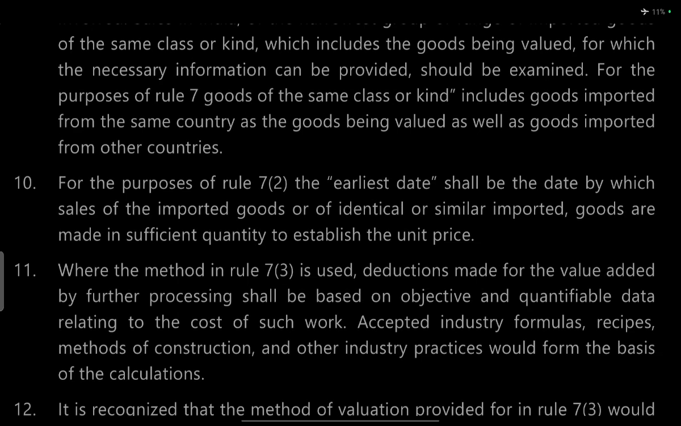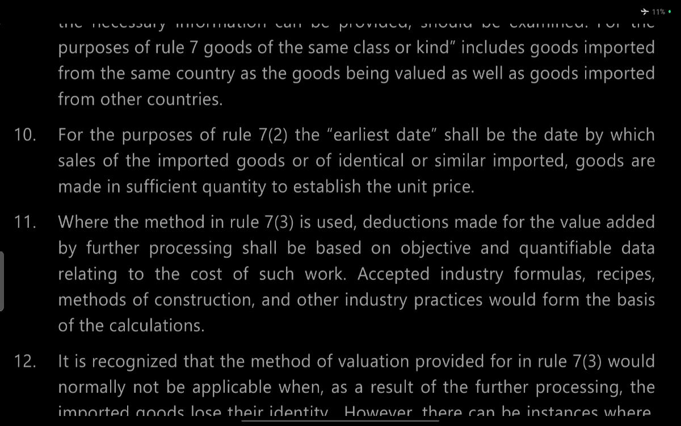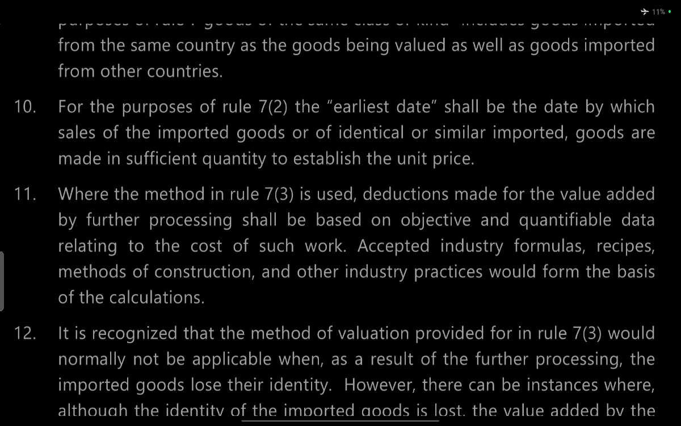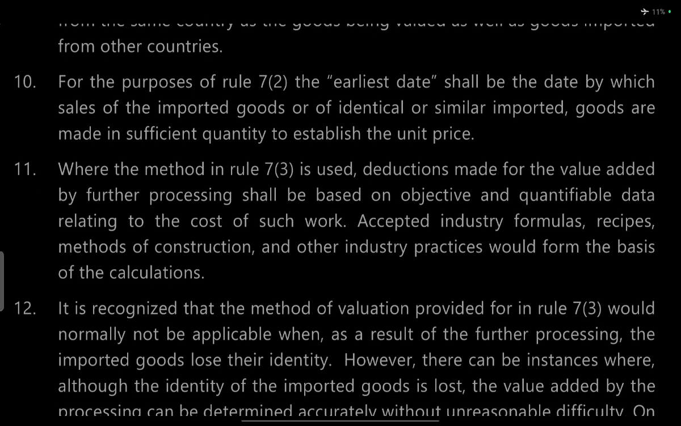For the purpose of Rule 7, the earliest date shall be taken by which the sale of the imported goods, or of identical or similar imported goods, is made in sufficient quantity to establish the unit price. Where the methods under Rule 7(3) are used, the deduction is made accordingly.